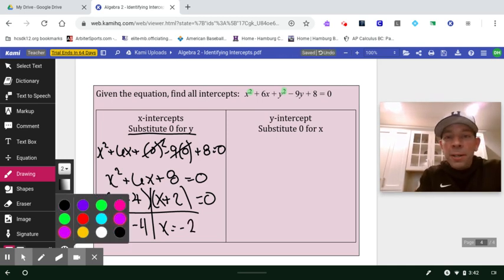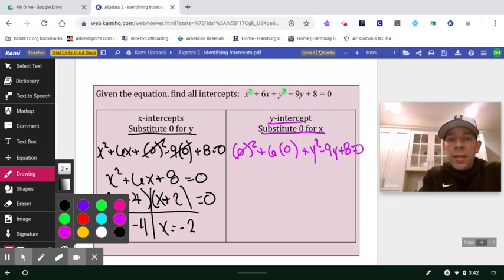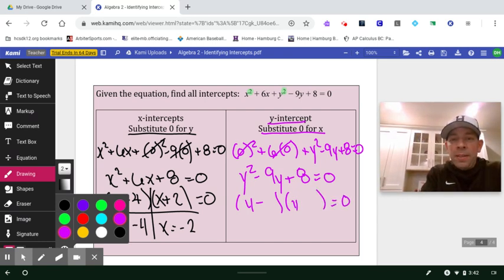And then shifting over here for the y-intercept, substituting a 0 for x. So now we have 0 squared plus 6 times 0 plus y squared minus 9y plus 8 equals 0. We'll cancel, cancel. We're sitting on y squared minus 9y plus 8. Factor that. Does it factor? Fingers crossed. I'm feeling like negative 8 and negative 1. Set that up and we'll get y equals 8, y equals 1.